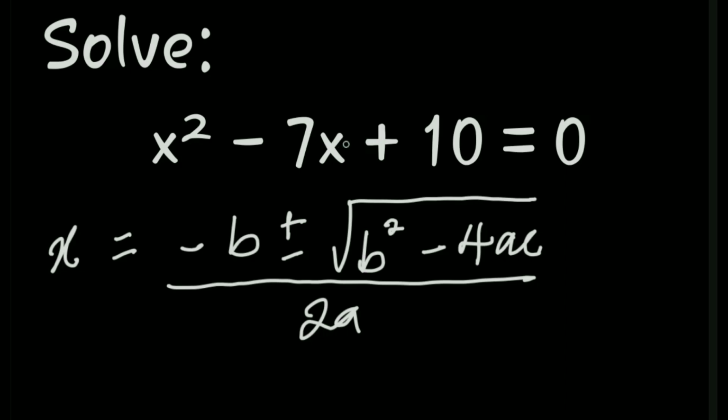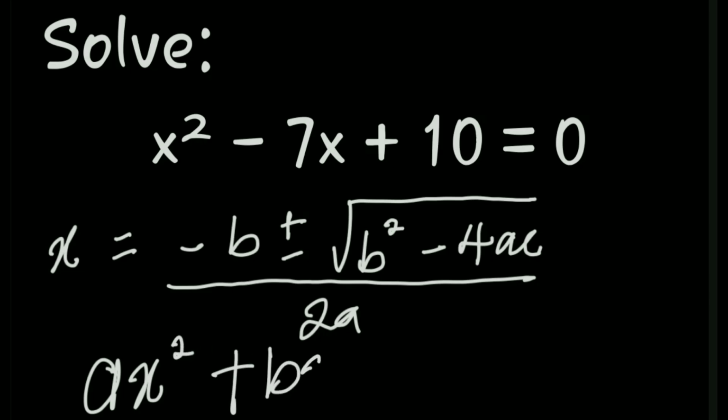We're solving this problem using the formula method. So what you need to know is to understand this formula. Once you know the formula, the next thing to do is to substitute. So let's understand the formula. Now the formula method is derived from the general quadratic equation, which says ax squared plus bx plus c equals 0.